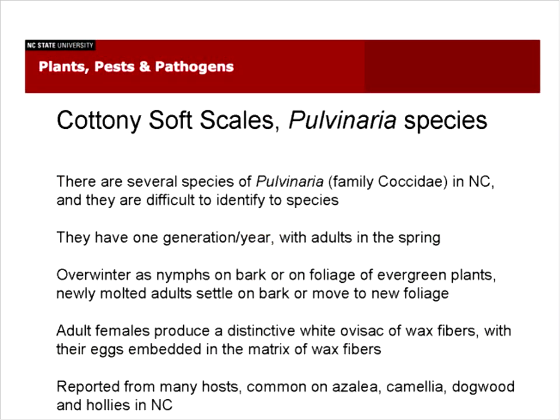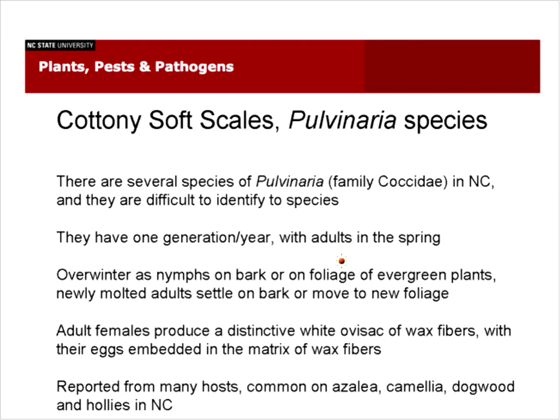Okay, last scale I'm going to cover are the cottony soft scales, the species of the genus Pulvinaria. This is a member of the family Coccidae, the so-called soft scales. Most of our soft scales that are native to North Carolina occurring on plants outdoors have only one generation a year. There are several additional tropical species that can be found on houseplants or in greenhouses here in North Carolina, and they can be active year-round with multiple generations.